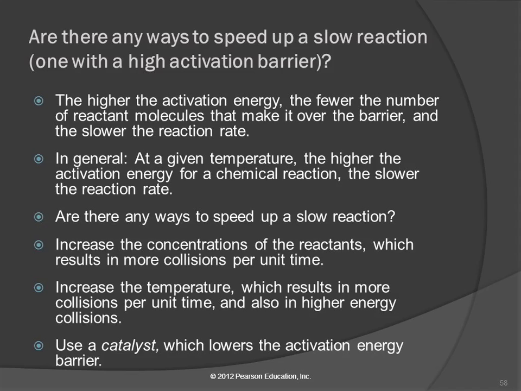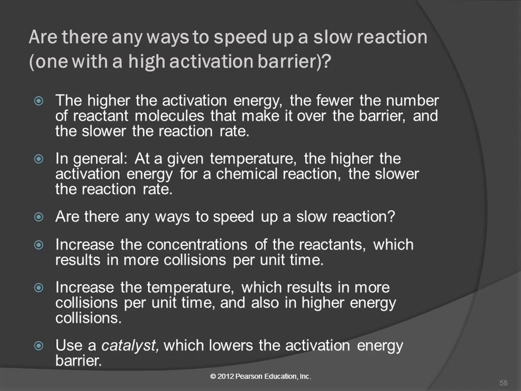So how can we speed up a slow reaction? Slow reactions have high activation barriers. So we have fewer reactant molecules that make it over the barrier because they don't have enough energy. So at a particular temperature, if you have a high activation energy, you're going to have a slow reaction rate. We just talked about that. How do we speed it up? Well, we could increase the concentrations of reactants because then we're going to get more collisions. Some of those collisions will be high energy, some low energy, but if there's more overall collisions, the number of high energy collisions will also increase and the rate will go up.